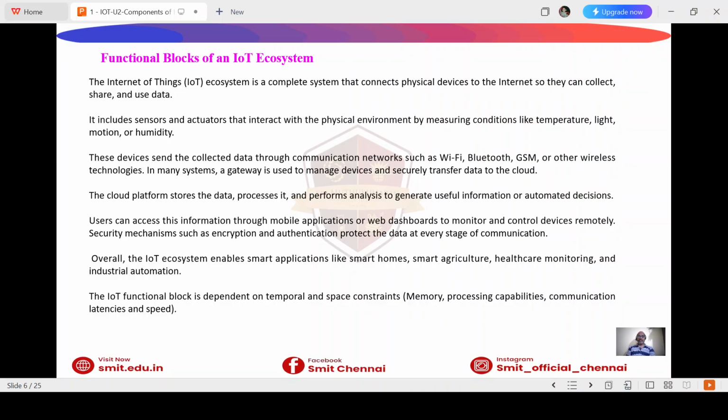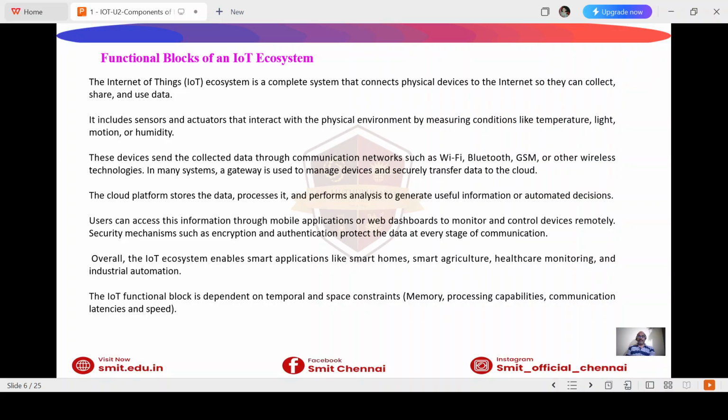We are going to see that the IoT ecosystem is a complete system that connects physical devices to the internet so that they can collect, share, use, and analyze the data for various purposes. It depends upon the applications as well as the user requirements. It basically includes sensors and actuators in the device layer, which interact with the physical environment by measuring conditions like, say, for example, temperature, light, motion, humidity, or whatever it may be.